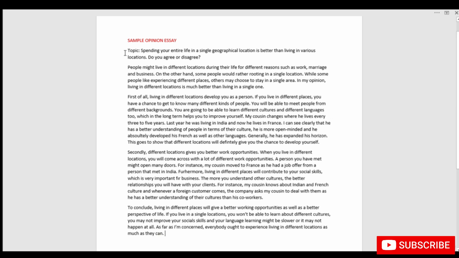So let's recap. In the introduction part, I described the situation, and I described why some people move around in the world, live in different locations, and why some people might choose to settle in one specific place. In my first body paragraph, I make a statement and I support it by giving some examples, and I did the same in the second body paragraph. And in the conclusion part, I paraphrased my ideas and I talked about what might happen otherwise, and I finished it by giving a suggestion. And this is your sample opinion essay.